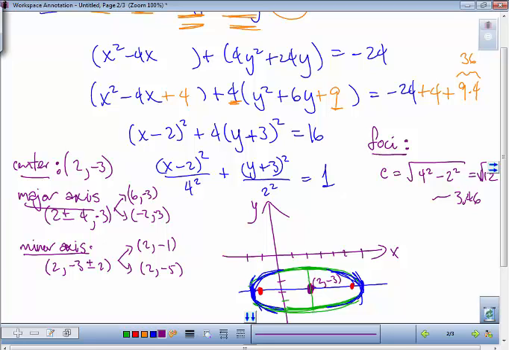Then identify the distance here as 2 and the distance here as 4. Okay? Any questions?